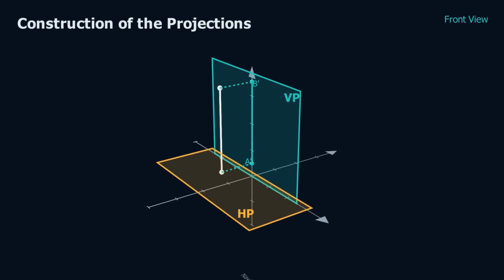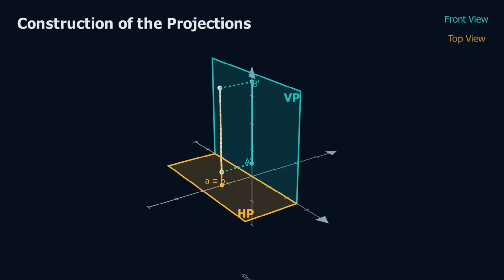Next, let us construct the top view of the straight line. Draw a projector vertically downward from point A onto the horizontal plane. The point where the projector meets the horizontal plane gives the top projection of point A, denoted by small a. Now project point B onto the horizontal plane. Notice that the projection of point B falls exactly on the projection of point A. The top view of the straight line has now been obtained.